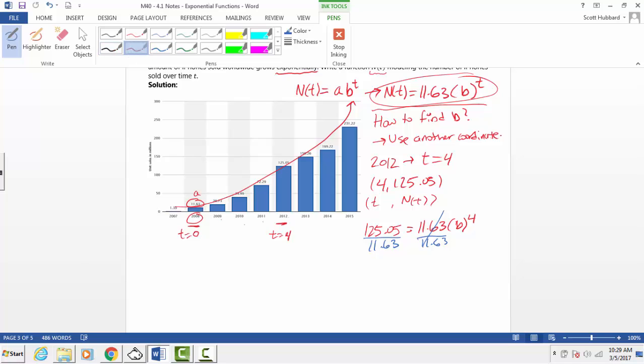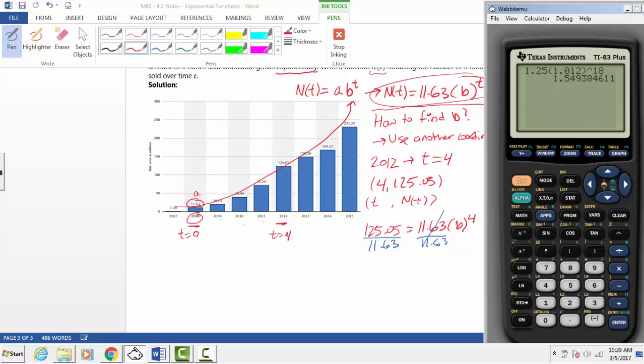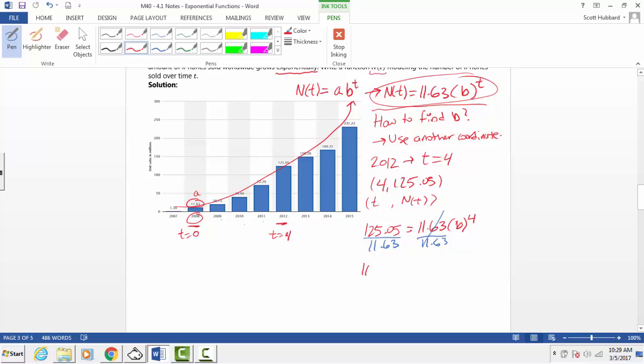And I have to use a calculator here. So 125.05 divided by 11.63 is equal to 10.7523. So we get 10 point, I already forgot. Never get old. Okay, you forget everything. 7523 is equal to b to the 4th.